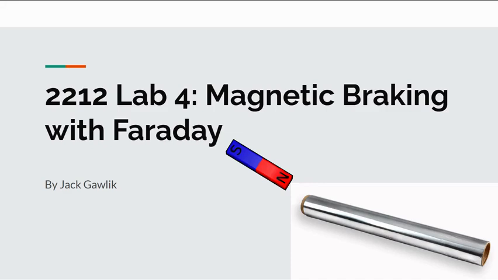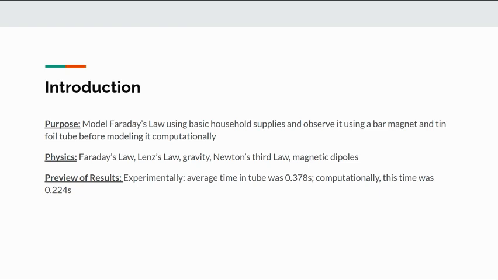My name is Jack Alec, and this is my Physics 2212 Lab 4, Magnetic Braking with Faraday. My introduction goes: the purpose of this was to use basic household supplies to observe a bar magnet falling down a tinfoil tube before modeling it computationally.